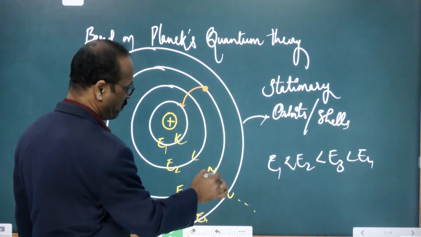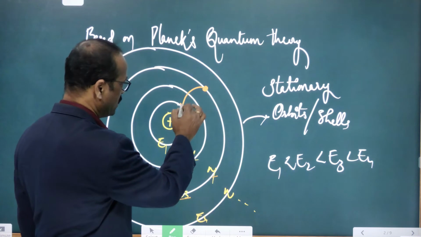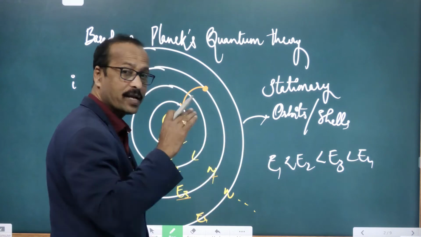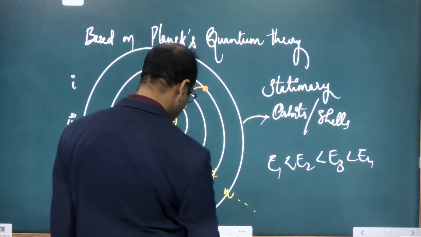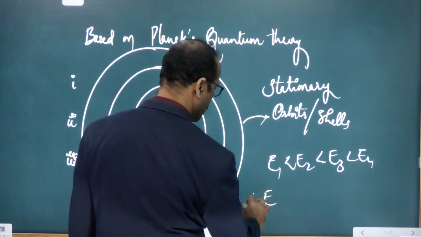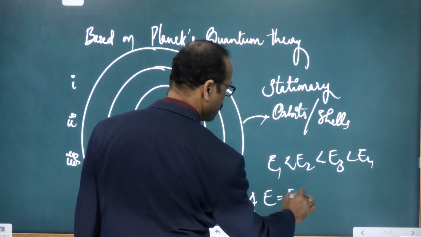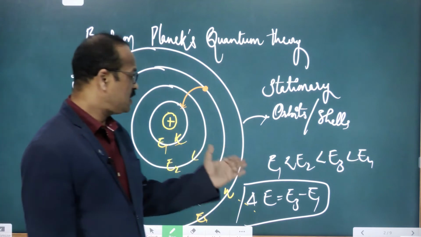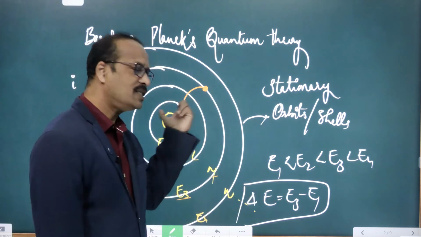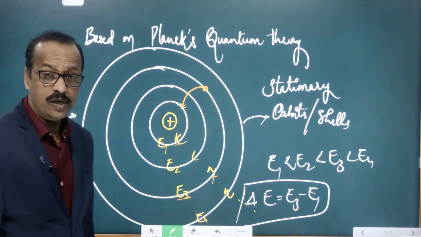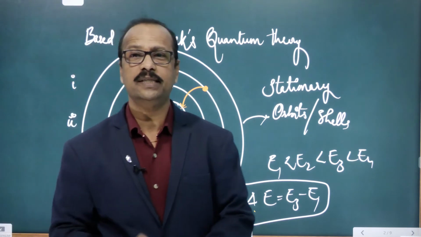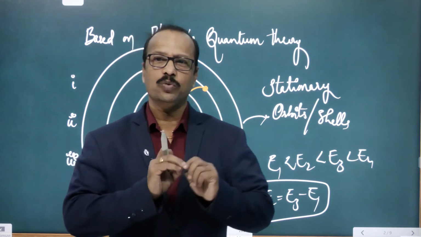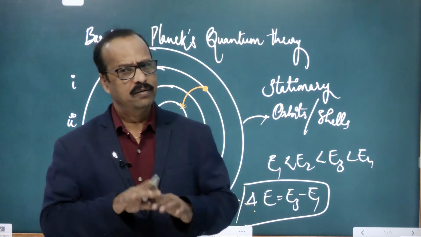So, it's jumping from the M shell, whose energy is E3, into the K shell, whose energy is E1. So when it jumps from a high energy orbit to a lower energy orbit, it radiates energy, and that radiated energy E is equal to E3 minus E1 if it is jumping from the third orbit to the first orbit. If it jumps from the second orbit to the first orbit, E2 minus E1. Only when the electron jumps from a high energy orbit to a lower energy orbit does it emit energy.